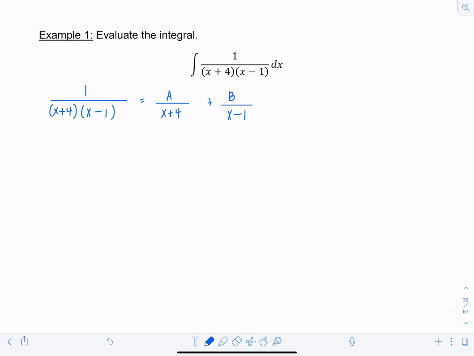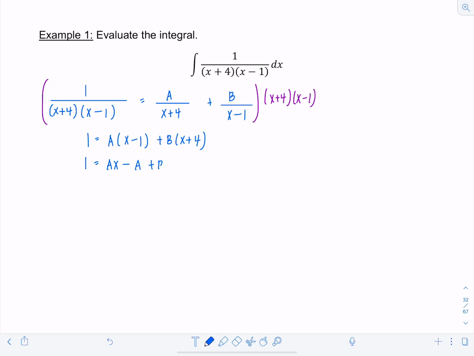So to do that, I want to first clear out the fractions in this equation. So I'm going to multiply by the LCD, which is x plus 4 times x minus 1. And now I'm left with 1 equals a times x minus 1 plus b times x plus 4. Now there's two main techniques that you can utilize when you're solving for a and b, and I'll show each one as I solve the different examples. So one technique is we're just going to distribute everything out. So I have 1 equals ax minus a plus bx plus 4b.